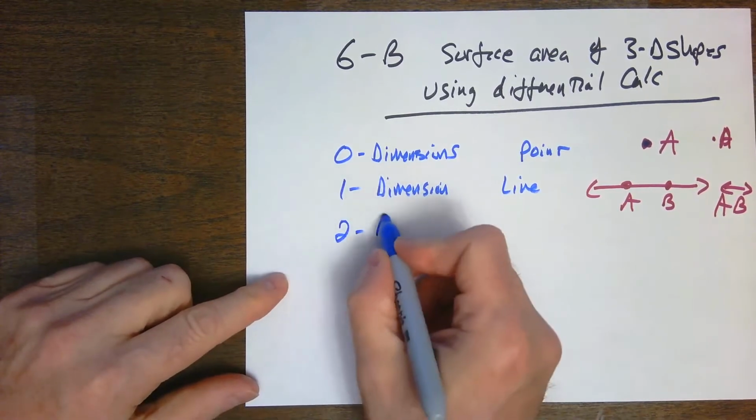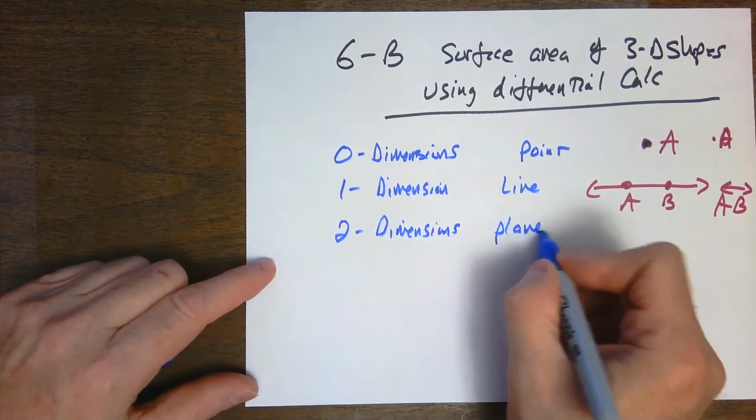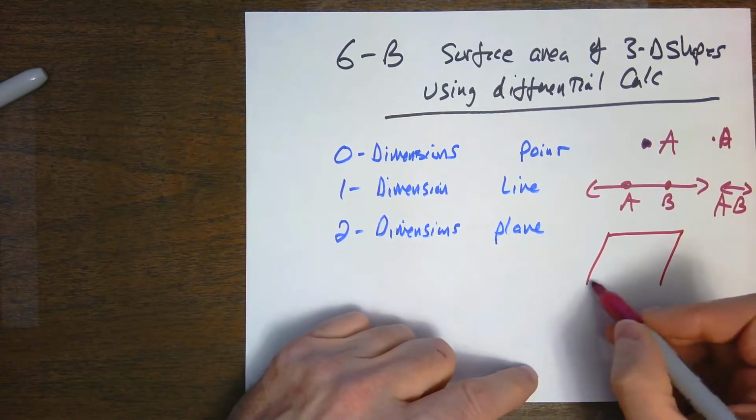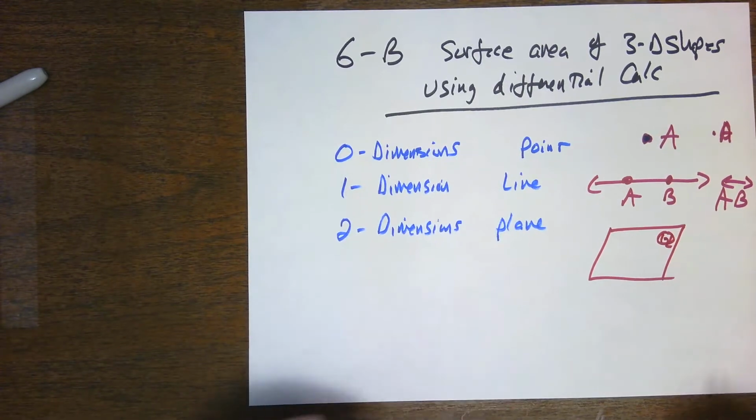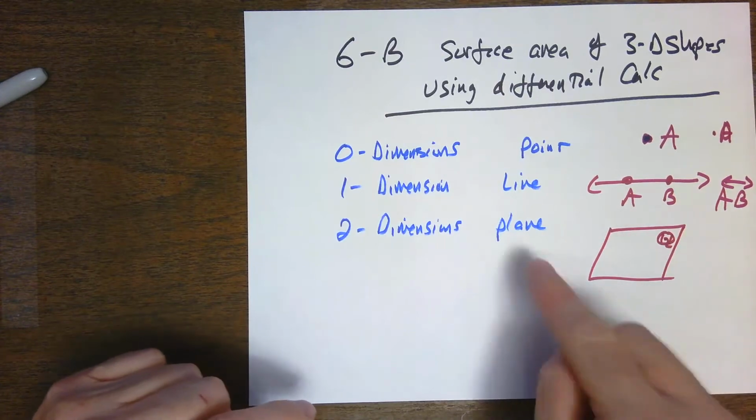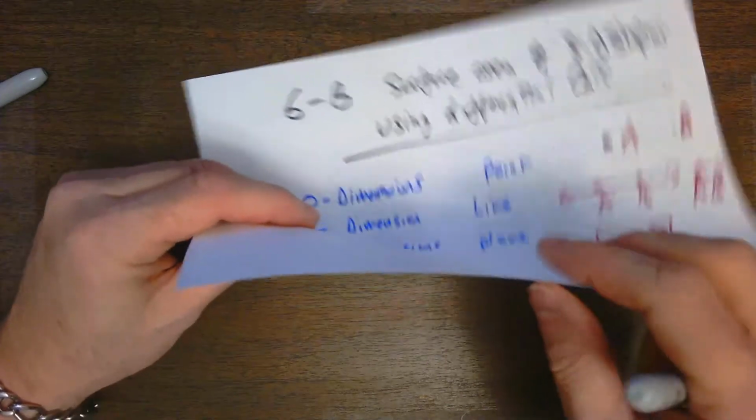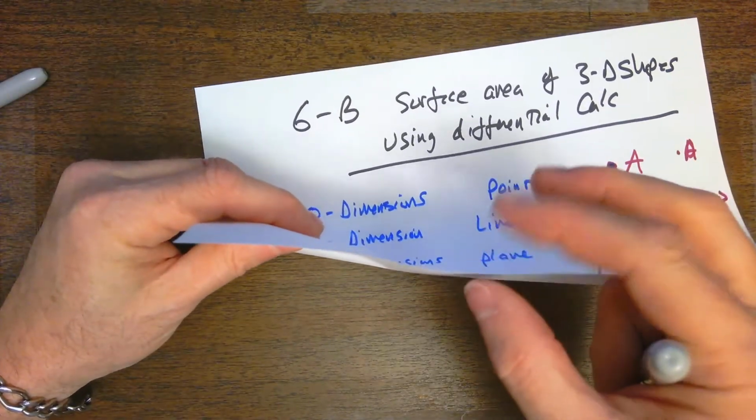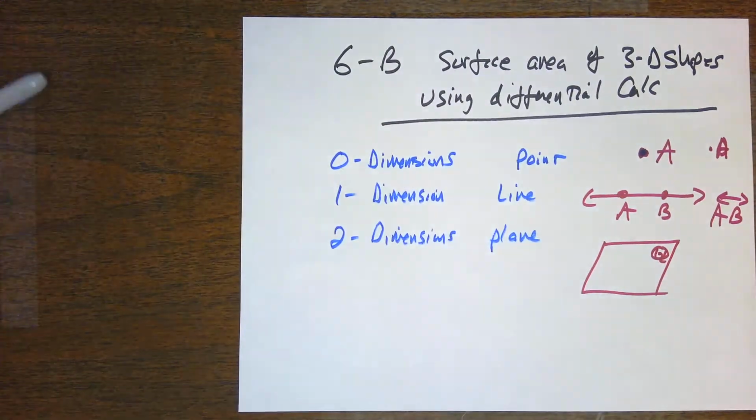2 dimensions. I want you to think about a plane, a flat surface. Usually we indicate a plane with something like this, and we call it capital Q. Think of it as a flat surface. It has length and width, but no depth. Even a piece of paper has some sort of width. If it had no depth, and I had just length and just width, then that would really be 2 dimensions.